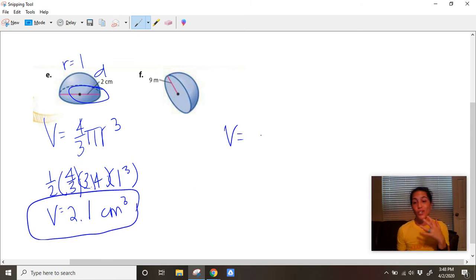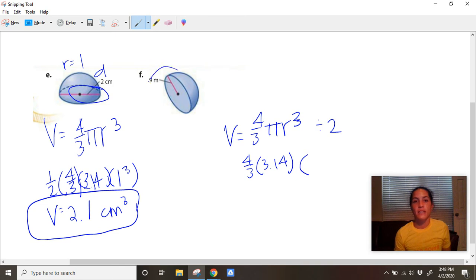Now for F, I'm going to show you another way. Neither one is better than the other. Neither one is right or wrong. They're both correct. So in the second one, 4/3 pi r cubed, and then I'm going to divide by 2. So 4/3 times pi times the radius. This is the radius, so 9 cubed, and then I'm going to divide that by 2.